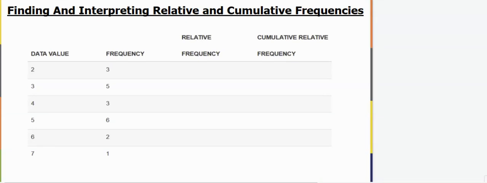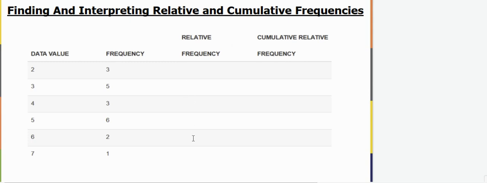In this video, I'm going to go over finding and interpreting relative and cumulative frequencies. I already have a table with some frequency values. So we've already gone through the data set and we've tallied up the number of times each of these data values appear in the data set. And now what we're going to do is take this information and compute the relative and the cumulative frequencies.